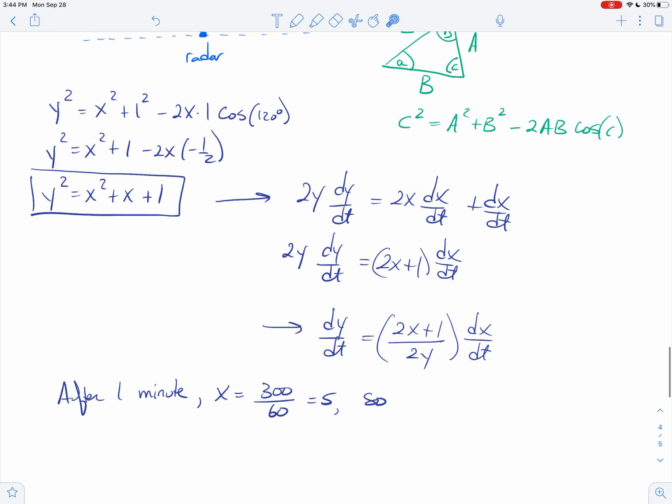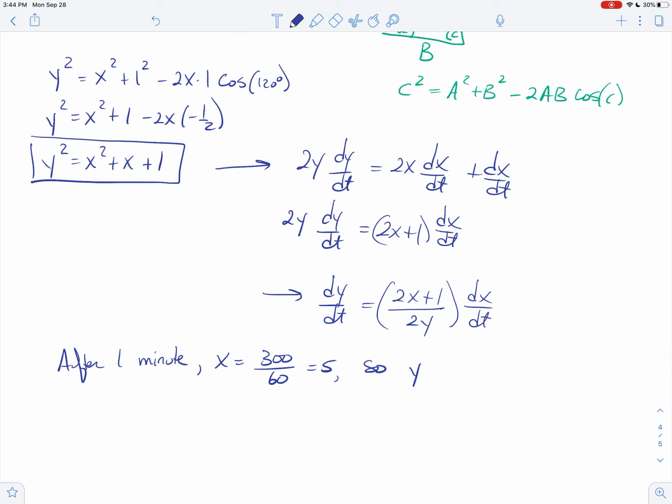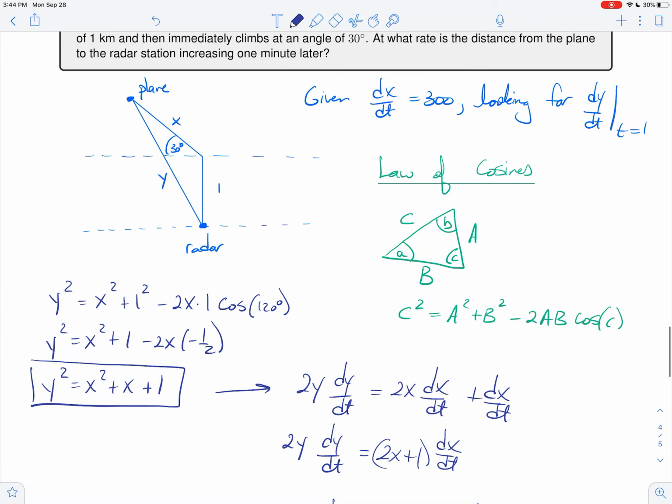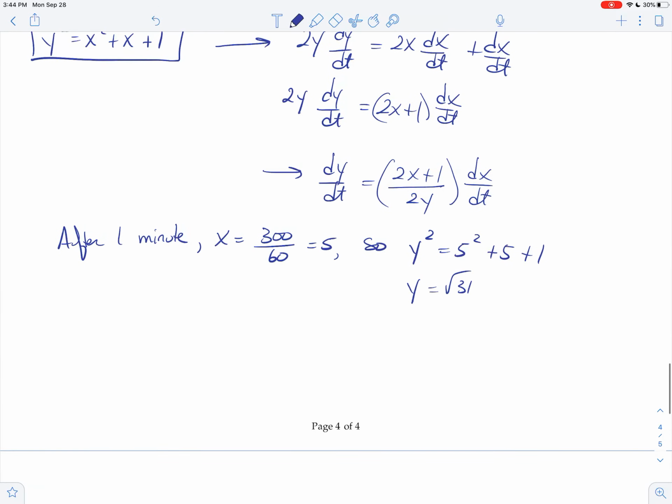Well, that tells you what y is. So if x is 5, y squared is 5 squared plus 5 plus 1. And you can take the positive square root. You get the square root of 31. Not negative. y is a distance, so y has to be positive. So I get y is the square root of 31.